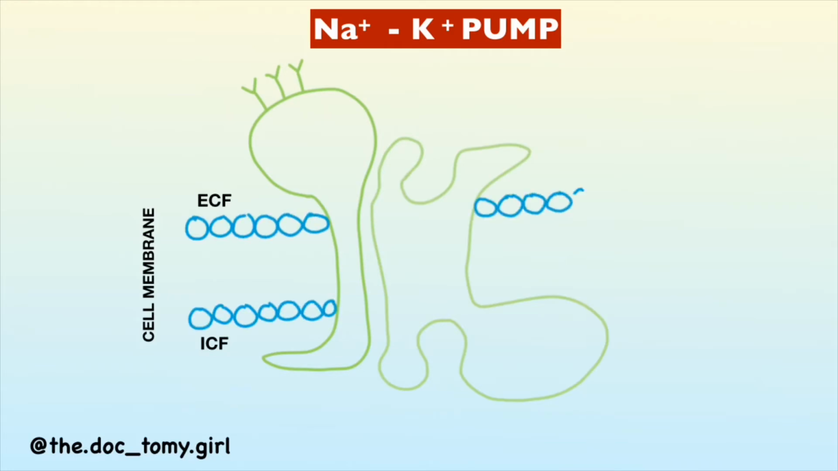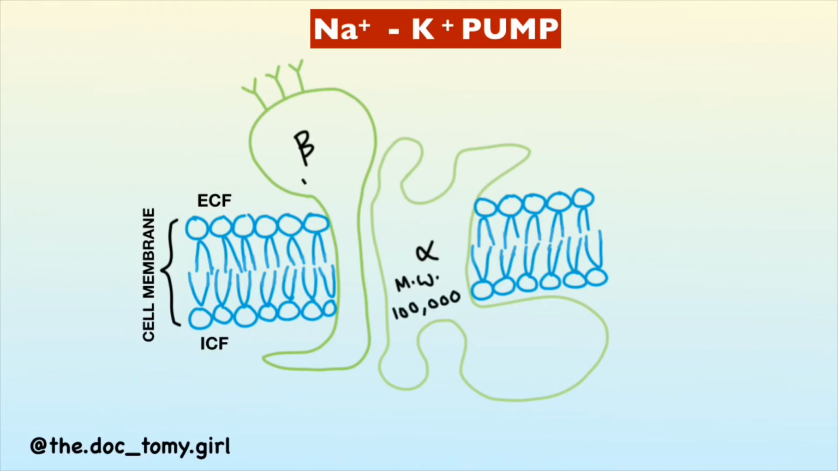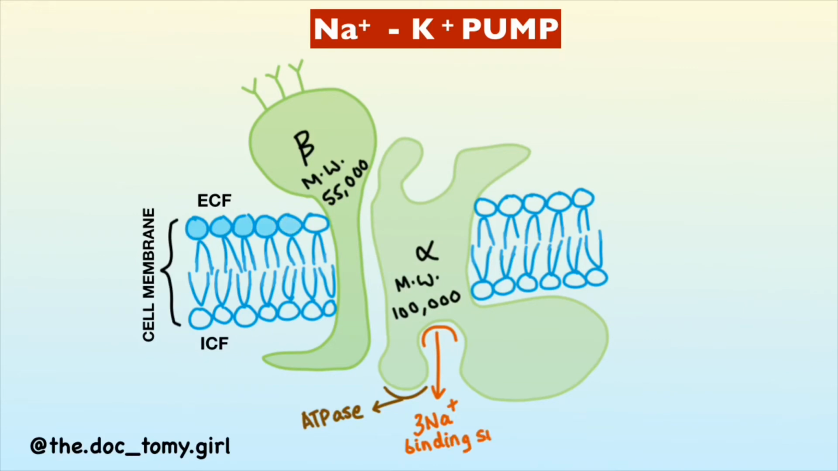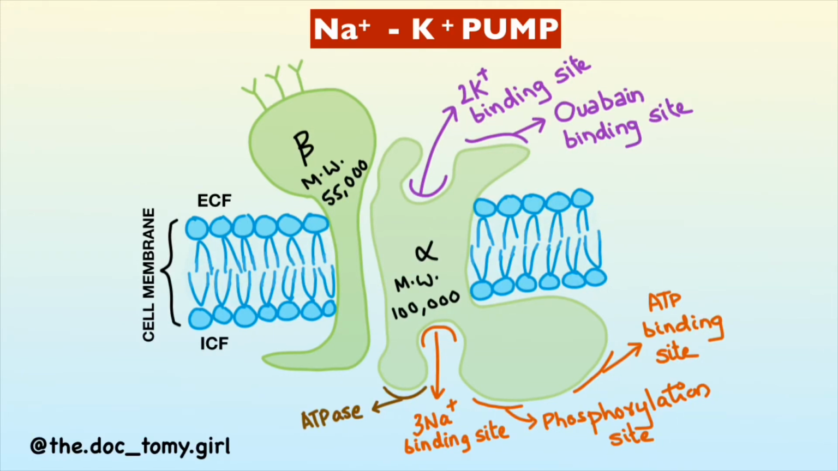The sodium potassium pump is a heterodimeric protein made up of two subunits, an alpha and a beta subunit. Alpha subunit is the larger one with a molecular weight of about 100,000, and beta subunit is the smaller one with a molecular weight of about 55,000. Alpha subunit has catalytic activity, whereas the activity of beta subunit is unknown. At the cytoplasmic side, the alpha subunit has ATPase activity and the binding sites for 3 sodium, ATP and phosphate. At the extracellular side, the alpha subunit has binding sites for 2 potassium and ouabain.